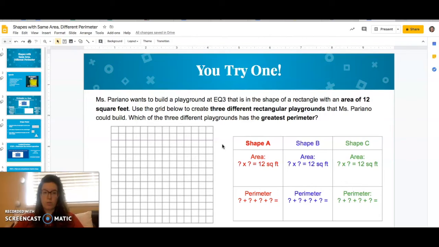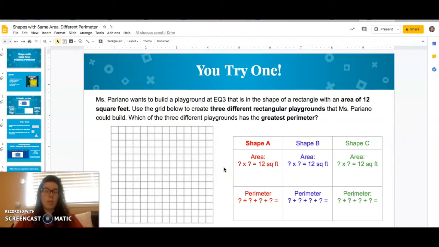So before I let you try it on your own, let's think about, turn and tell your dog, your cat, your sibling, your family member, tell them, what is the problem asking you to find? Well, I can see that it's asking us to find 3 different rectangular playgrounds. And each one has to have an area of 12 square feet. That's why I put 12 square feet for the area for all 3 shapes. And then I have to find out which one has the greatest perimeter. So again, they're all going to have the same area, 12 square feet, but the perimeter is going to look different for each one. Okay.